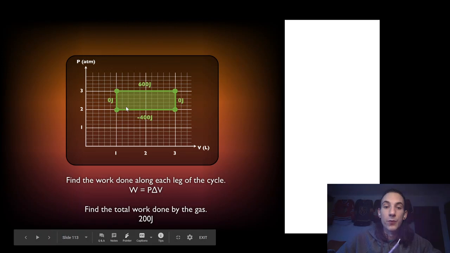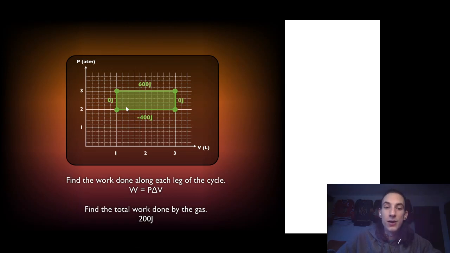If it had asked for the work done on the gas, we'd say it's the same calculations, but the sign is going to be different. So that's going to be a negative 200 of work done on the gas. But this was asking for the work done by the gas, so it's going to be positive 200 joules.